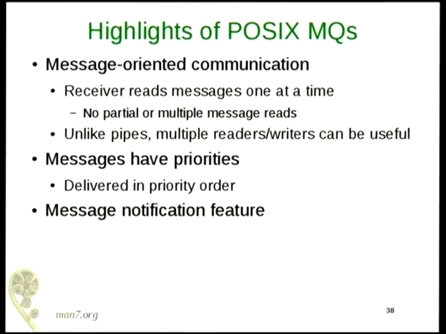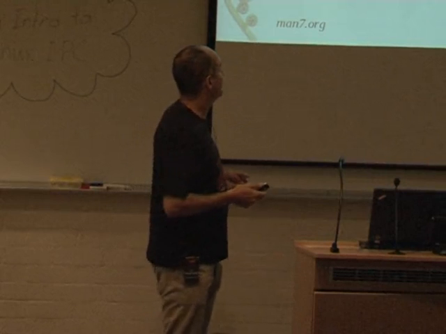Okay, POSIX message queues, it's message-oriented communication. A writer writes a message, a reader reads a whole message, as I said before. No partial reads, and so on. Messages have priorities. So you write a message into a POSIX queue, the messages are queued up in order of priority. The reader will read the highest priority message first.